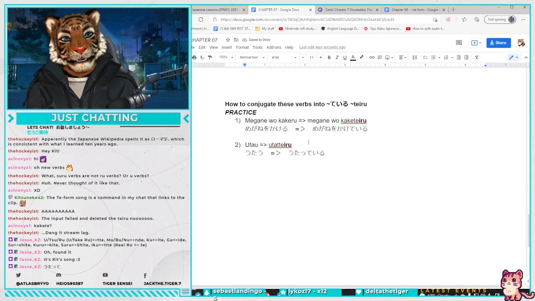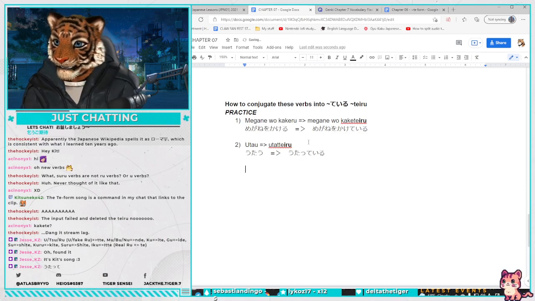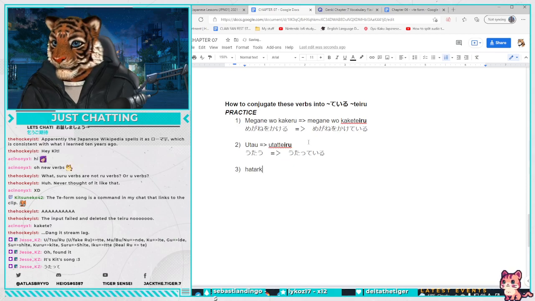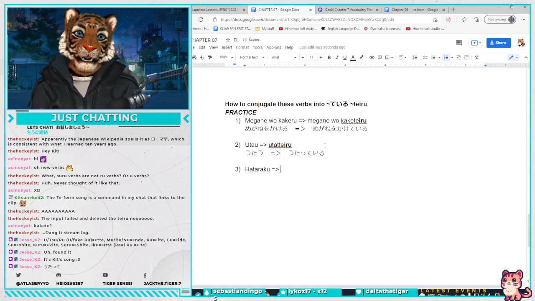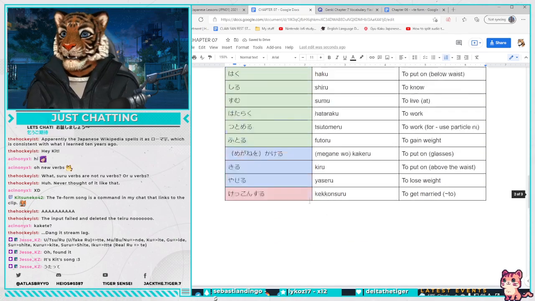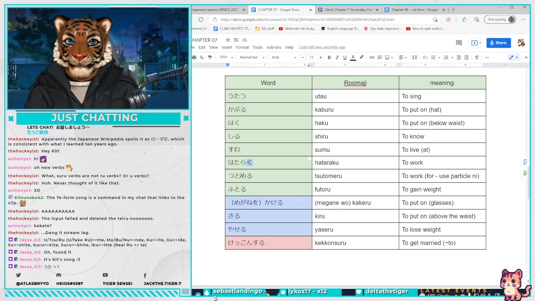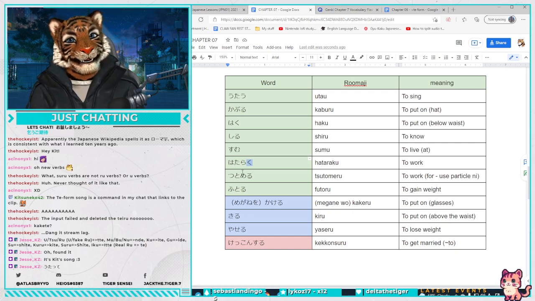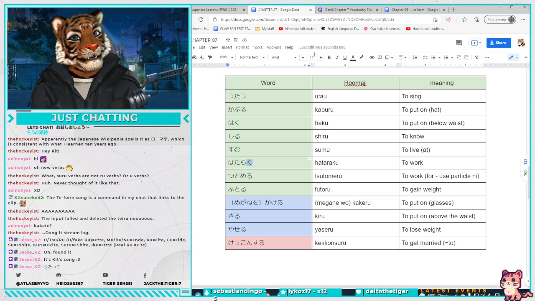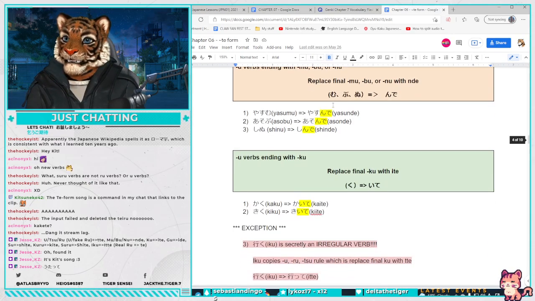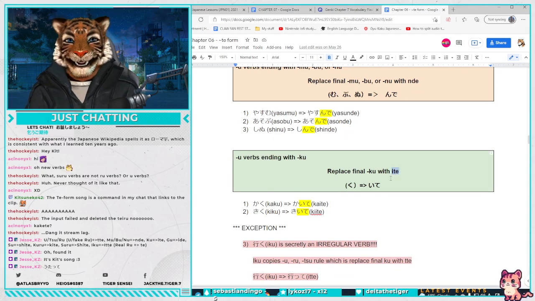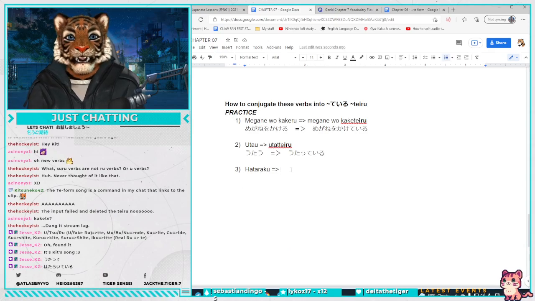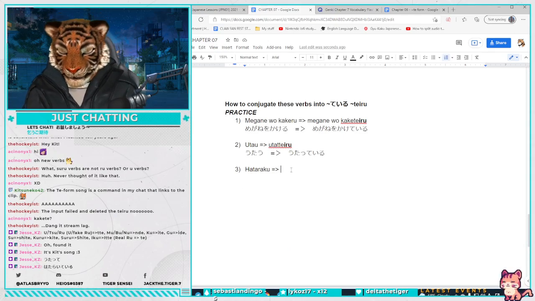And then we'll do one more example. In fact, I want to use hataraku, which means to work, not to work for, but it means to work. So hataraku ends with ku. If you are looking at chat and you see Jesse's ku, it ends with ku. What do we change ku or replace ku with? Ku with ite. So hataraku will turn into what? Hatara what?